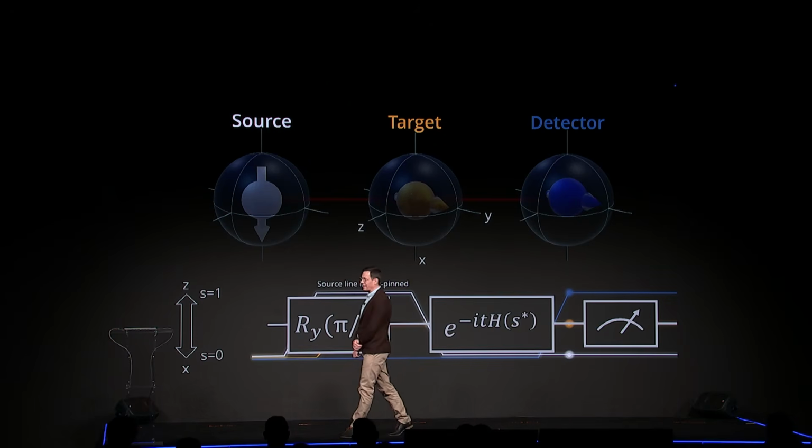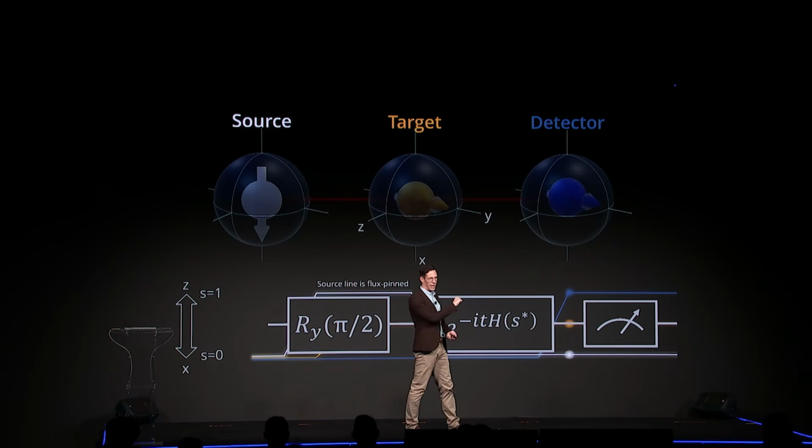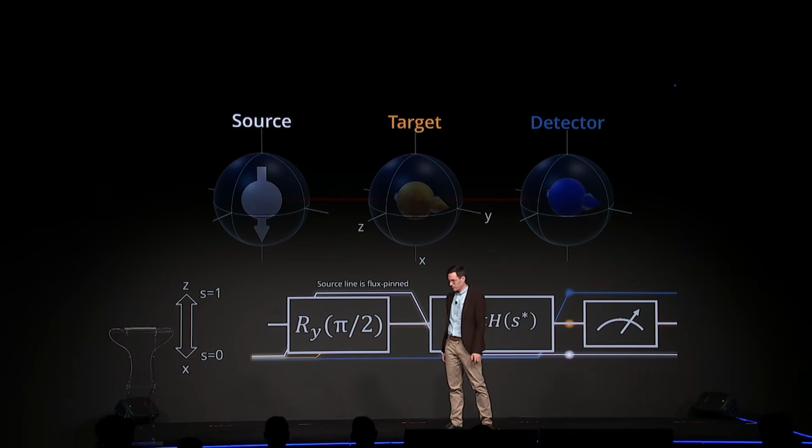If we put this in a gate language, what we're doing is we're applying a pi/2 gate or a Hadamard gate to the target qubit. Then we're applying an analog Hamiltonian for a certain amount of time, or a continuous time Hamiltonian, and it's a fixed Hamiltonian. And then we are doing a measurement using the detector qubit.